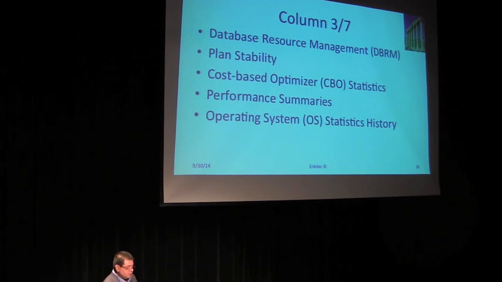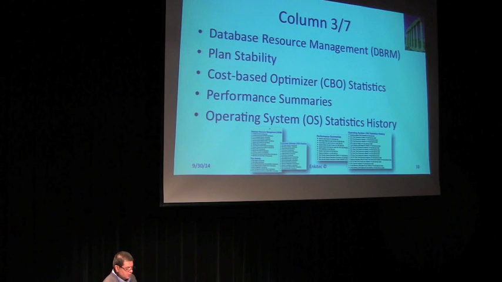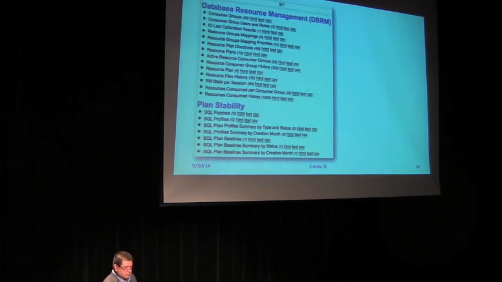Now, column number 3 is going to talk about resource manager, plan stability, the CBO, some performance summaries, and some OS statistic history. So it looks like this. Let's take a quick look at some of these entries. We have resource manager, we have plan stability. For plan stability, for example, it talks about profiles, SQL plan baselines. What is it that we have?